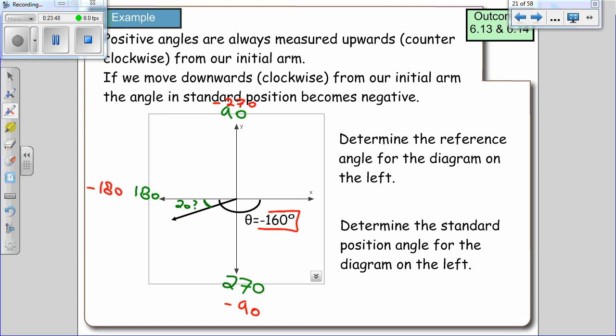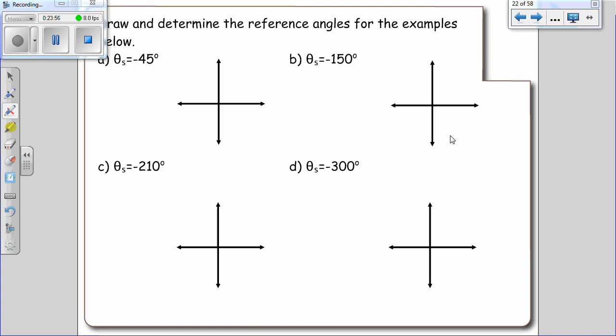Alright, we have 4 right here. I'll do the first one with you. I want you to sketch each of these. Sketch the standard position angle and the reference angle. They've given you the standard position angle for each of them. Negative 45. Well, negative means I'm going this way. This would be negative 90. So that means my angle should be something like that. That's negative 45 degrees.